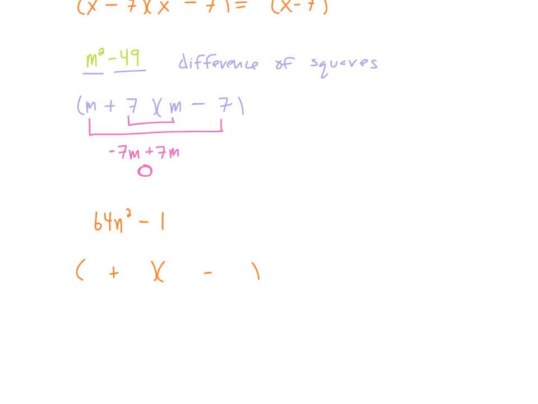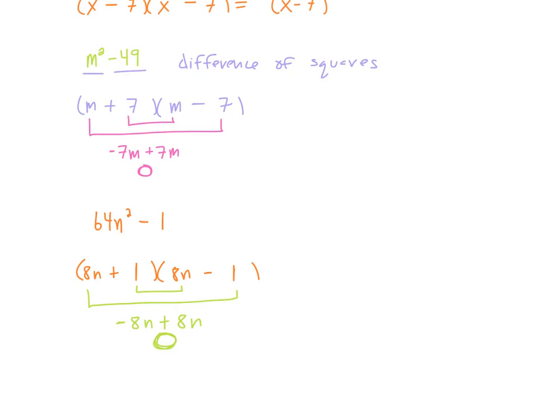In the front, okay, so 8n and 8n, so essentially the square root of 64n squared. And in the back, the square root of 1, so 1 and 1. And again, we will see if I do this and this, 8n times negative 1 is negative 8n, and 1 times 8n is positive 8n. Those cancel each other out and equal 0, which is why I'm just left with 64n squared minus 1.